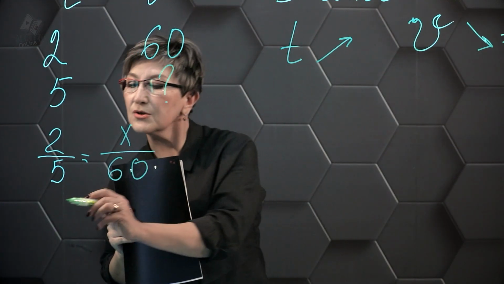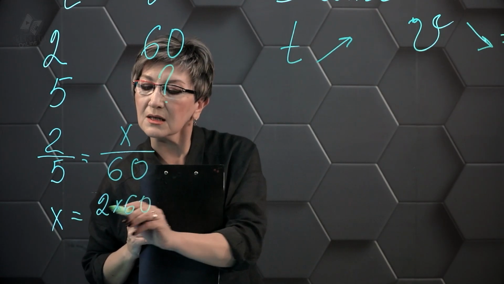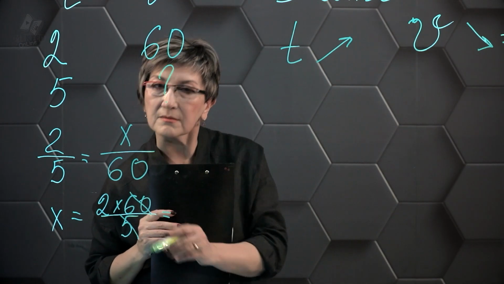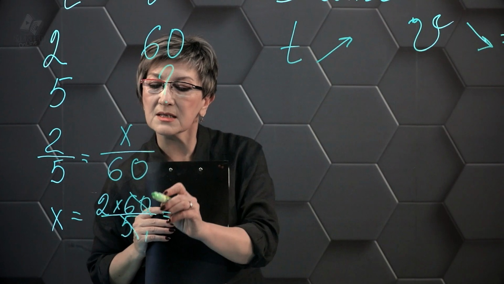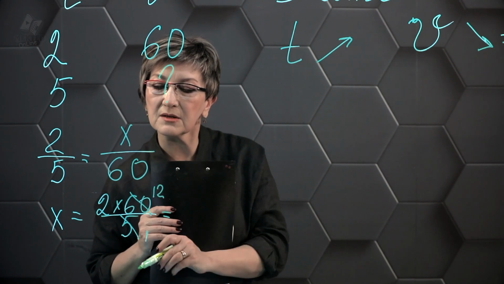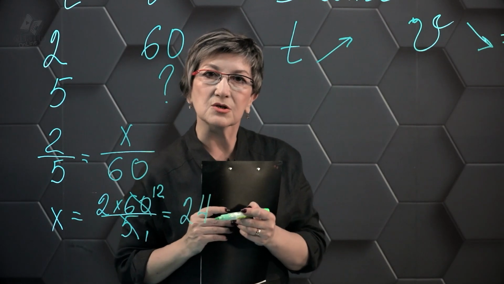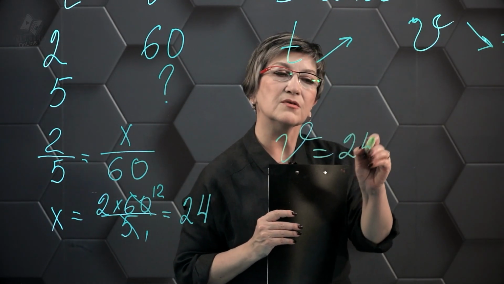Let's find x from this proportion: 2 times 60, and divide by 5. 60 and 5 can be divided by 5. 5 divided by 5 is 1, and 60 divided by 5 is 12. 2 times 12 is 24. Our speed will be 24 kilometers per hour.